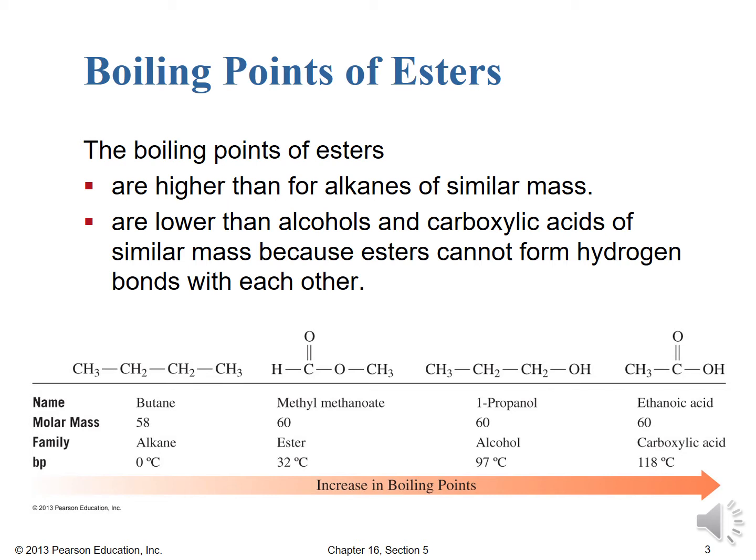If we look at our ester that has about that same molar mass, a little higher at 60 grams per mole, methyl methanoate, it's an ester and its boiling point is significantly higher than the alkane. It's about 32 degrees Celsius, but still much, much lower than the 1-propanol. The alcohol that's also 60 grams per mole has a boiling point of 97 degrees Celsius, and then even higher still for that ethanoic acid, which is also 60 grams per mole. Being a carboxylic acid, it has a 20-degree higher boiling point even than the alcohol, at 118 degrees Celsius.